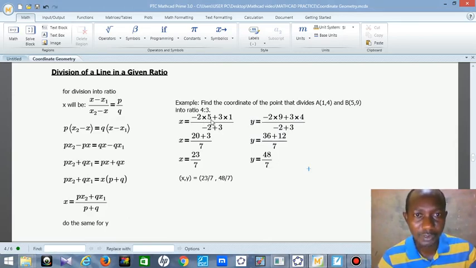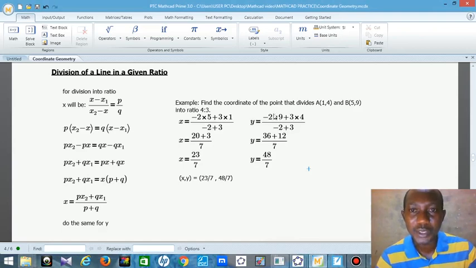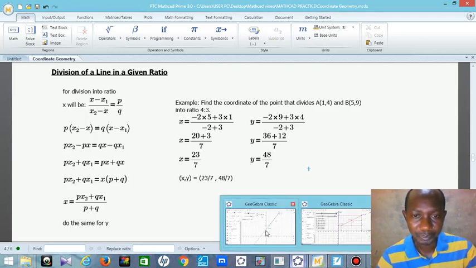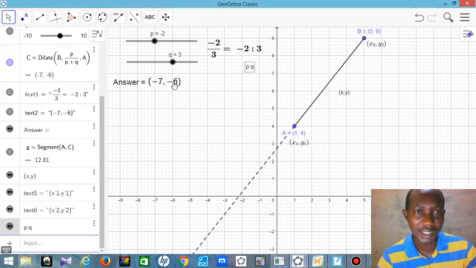This is minus 2 times 5 will give us minus 10, plus 3 times 1, 3. So minus 10 plus 3 is going to give us minus 7. Then 3 minus 2 is 1. So you can see the first answer for x is minus 7. If you do the same here, minus 2 times 9 is going to give us minus 18. Then 3 times 4 is 12. 12 minus 18 is going to give us minus 6. Then 3 minus 2 is 1. So that is how they got this answer here.